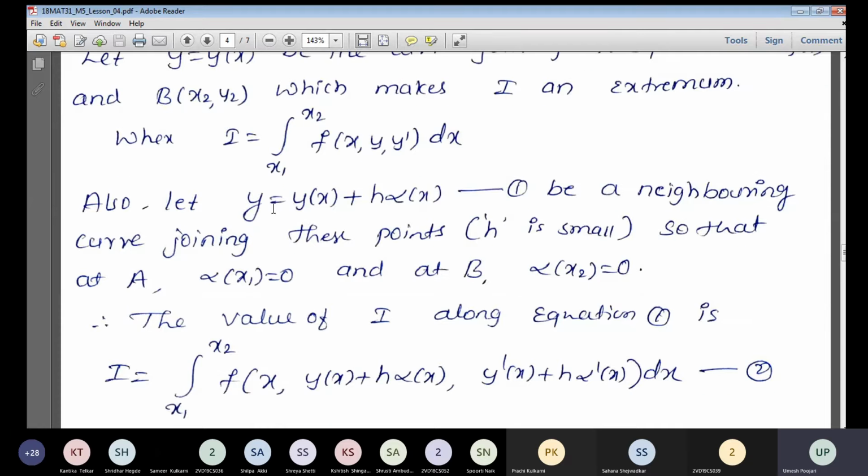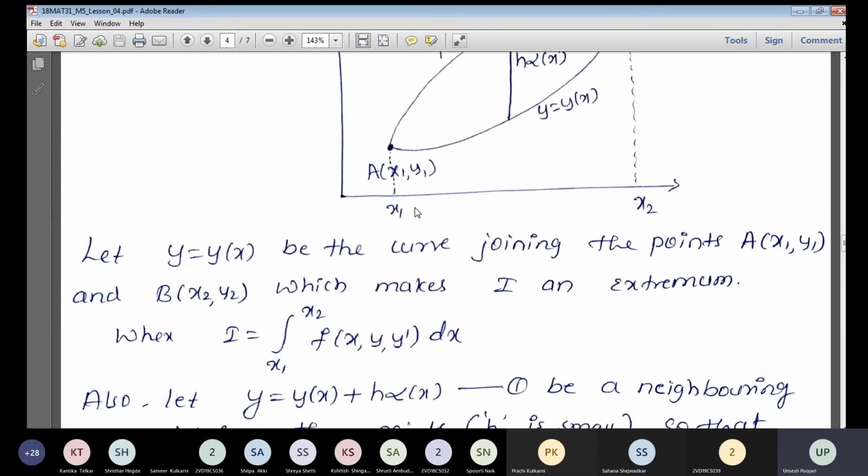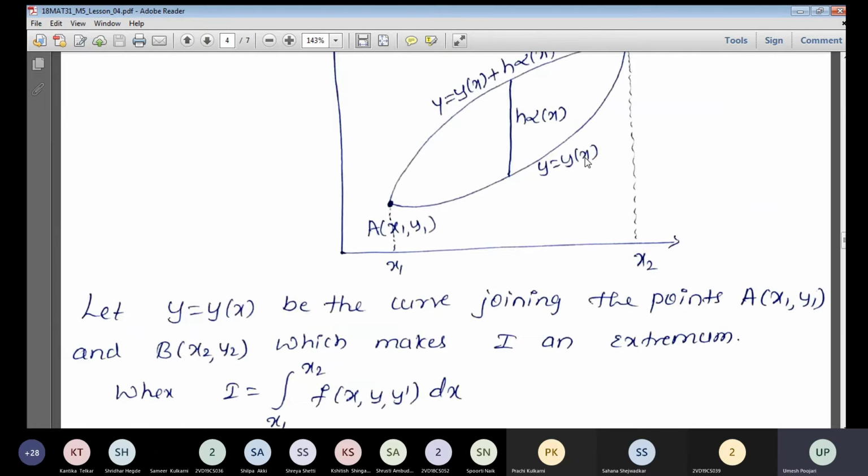Now we shall take this new curve, equation 1, y equal to y of x plus h into alpha of x, in the above integral in place of I. Therefore the value of I along equation 1 is... you have to understand clearly here step by step, so listen carefully. Our actual integral is I equal to integration of f of x comma y dash from x1 to x2. So here y is there.